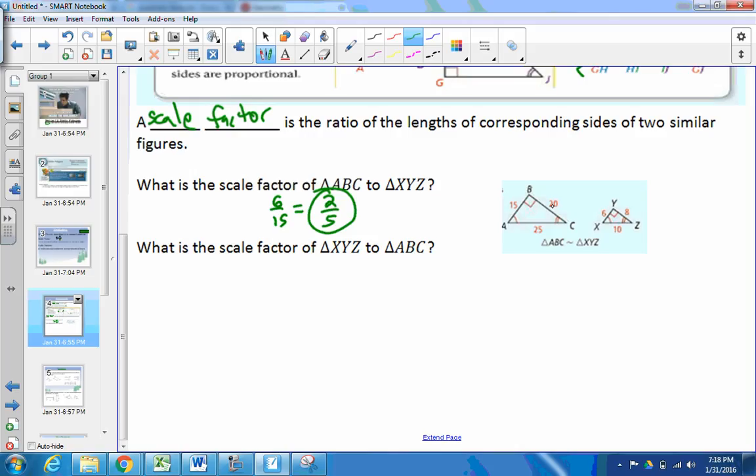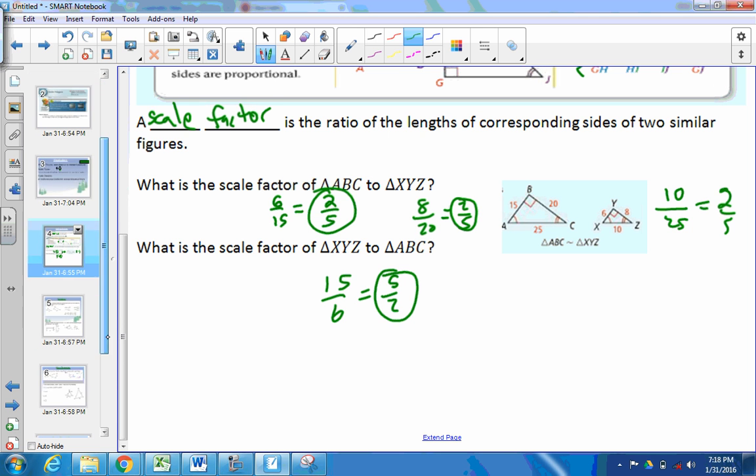We can check this one as well. 8 over 20. If you reduce that, that would be 2 to 5. So same thing. Same thing if you did 10 to 25. All right, now if we did it backwards, it would just be opposite. From XYZ to ABC, you go opposite, so we're going to get bigger. So it would be 15 over 6, which would be 5 halves. All right, that's scale factors for you.